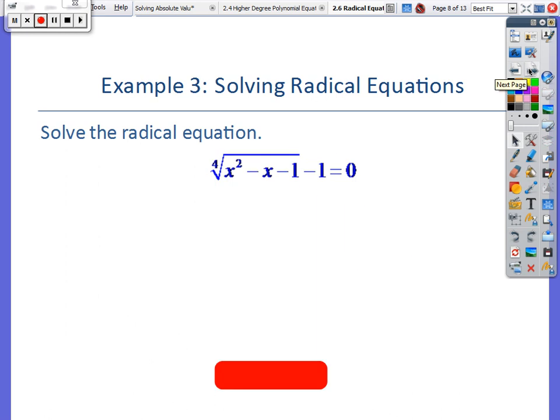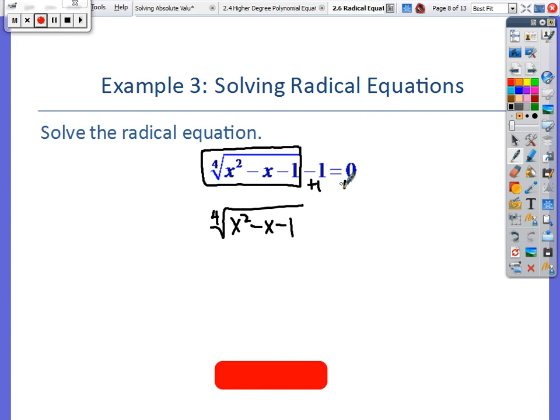Let's take a look at this one. Notice the index is a 4. Really not much different of a problem than what we did, just that the index is different here. First things first, I've got to go ahead and isolate the radical. And so this radical needs to be by itself. Okay? And then I got to add this 1 to both sides.